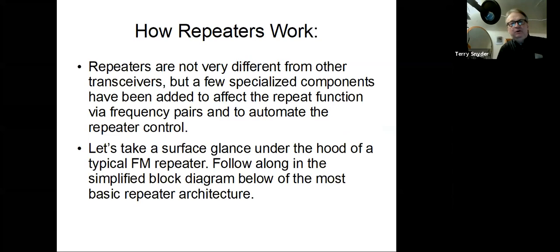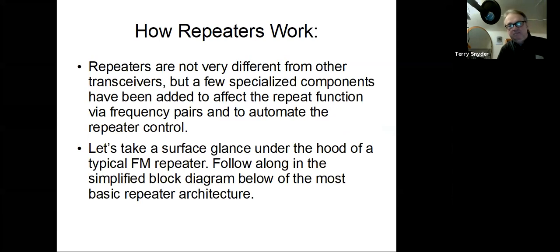Now, how do they work? Let's get into that. Repeaters are not a whole lot different from the transceivers that you have. It could be your walkie-talkie, it could be your mobile radio, anything. They're not much different from that. But there are a few specialized components that have been added to affect the repeat function with frequency pairs and to automate the repeater control.